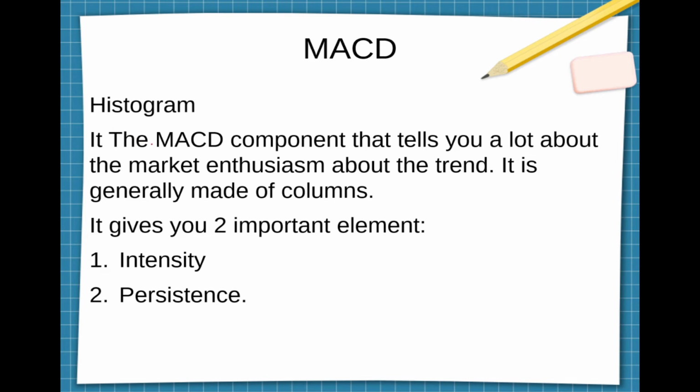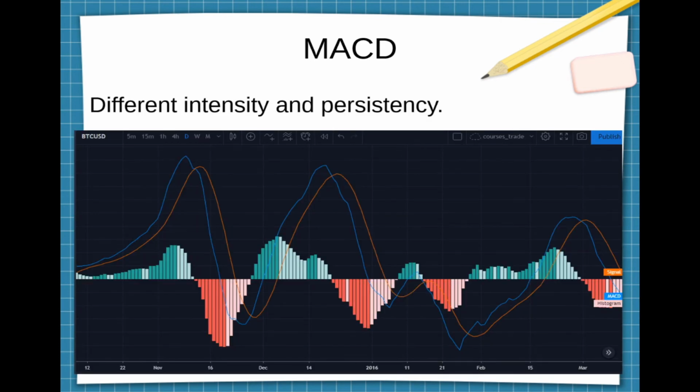Now the histogram, we did go over that too in the MACD components. It tells you a lot about the market enthusiasm about the trend, or the health of the trend. It is generally made of columns, and it tells you two important elements. Now this, I didn't tell you this: the intensity or persistency of the histogram. This is how you use the histogram to detect eventual divergence. For example, this column right there, how many you have back to back tells you about the persistency of the trend.